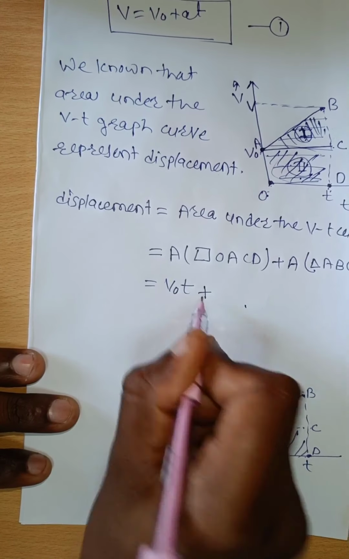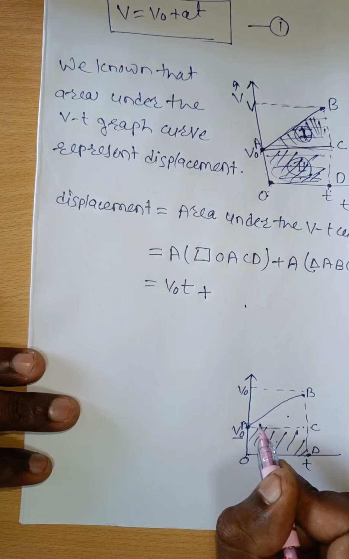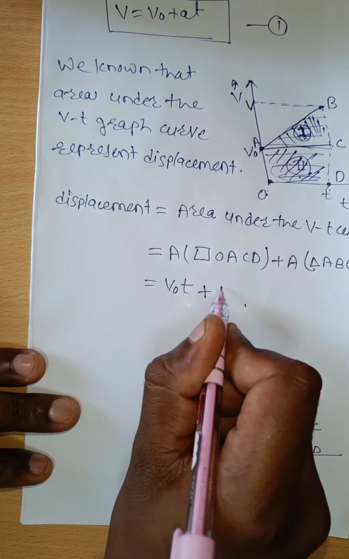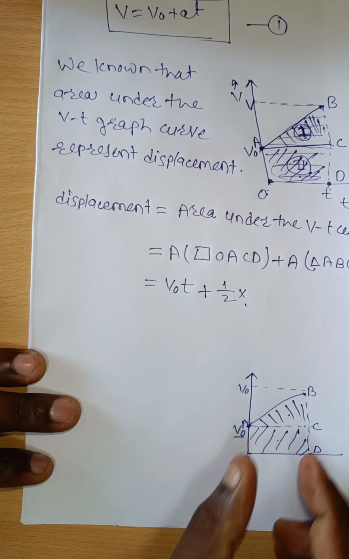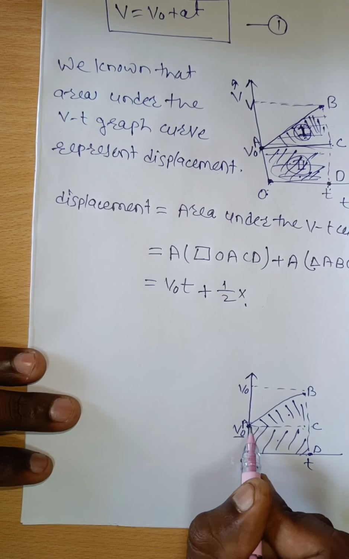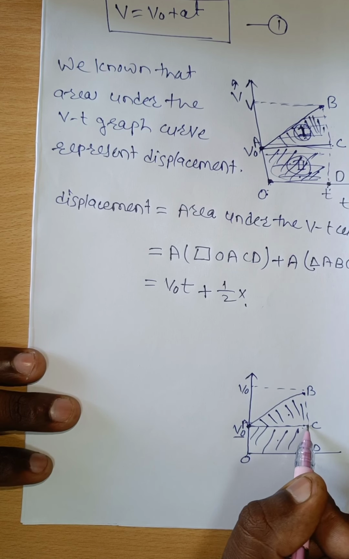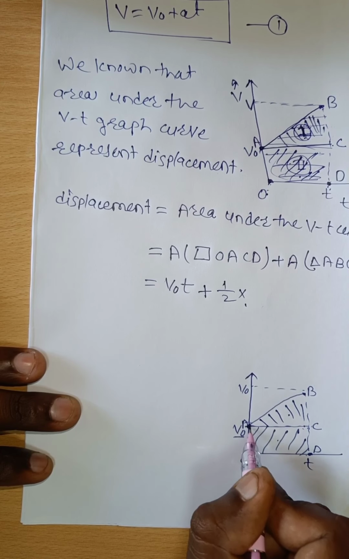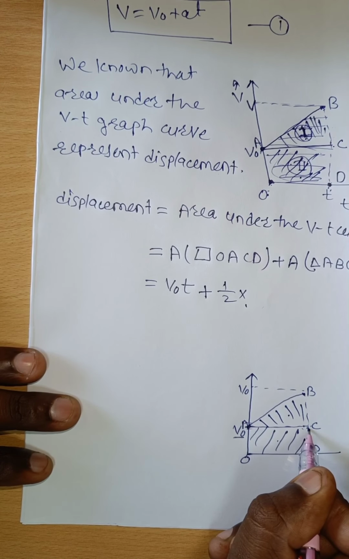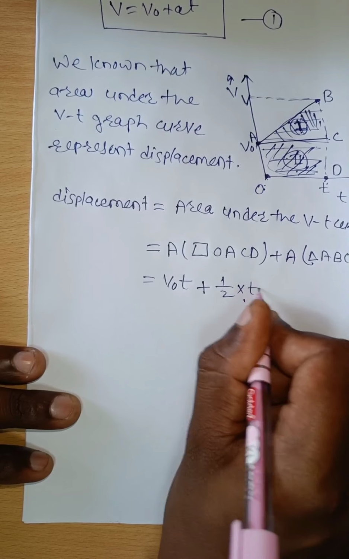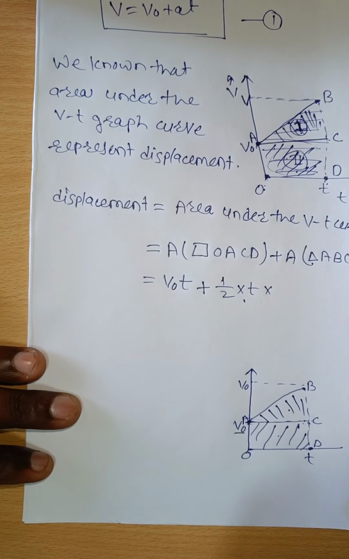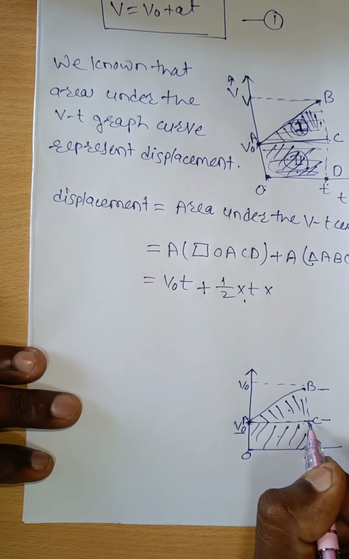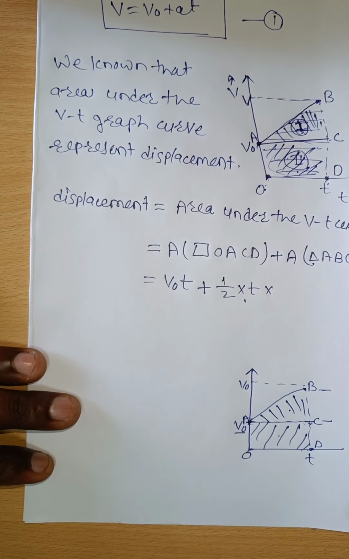Then plus area of triangle ABC. Now this is the triangle ABC. What is the area of a triangle formula? That is half into base into height. Suppose this is the base, then from A to C is t. Height means from here to here, from B to C, that is the height.